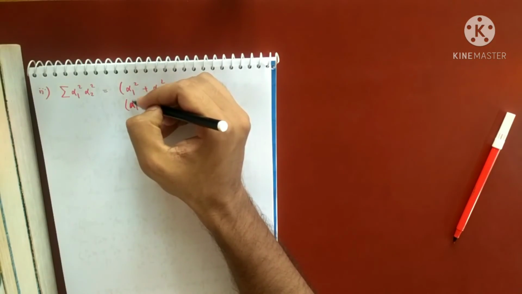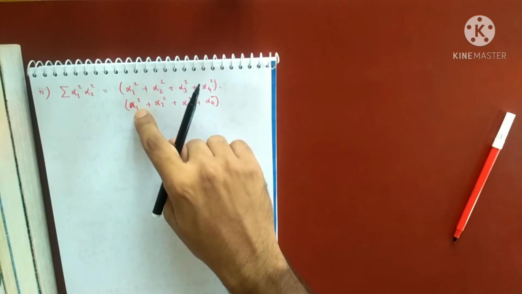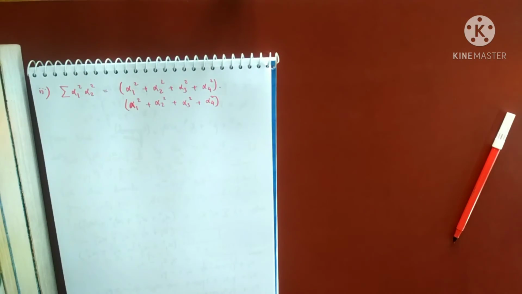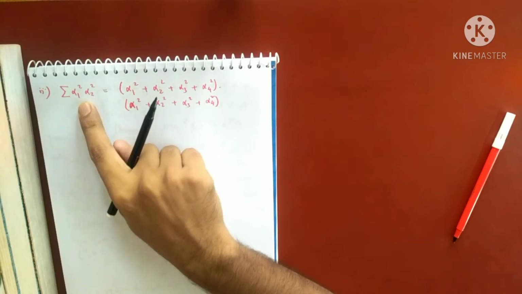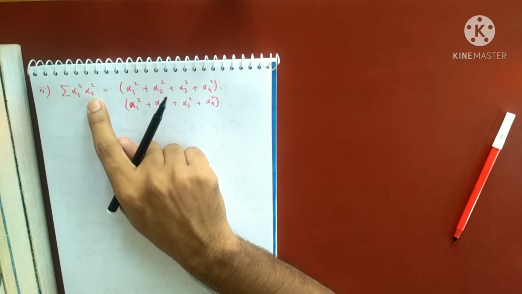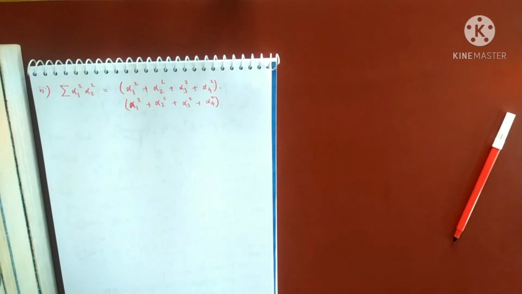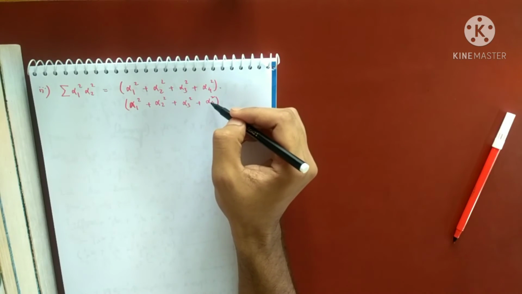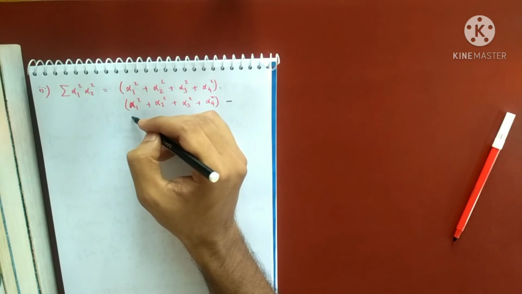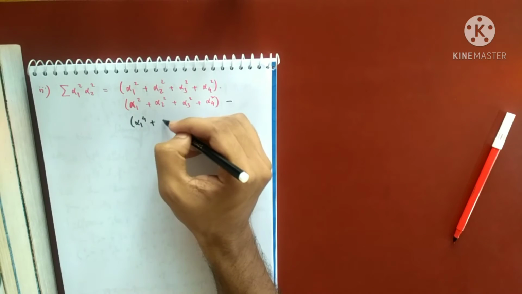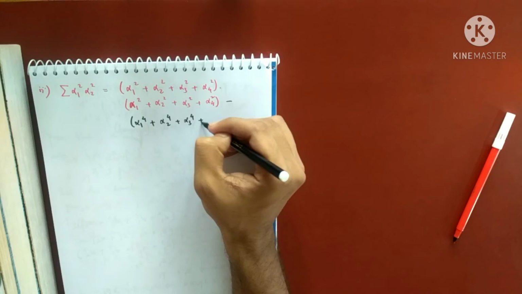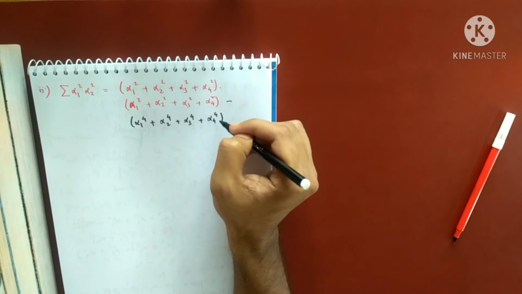So first of all, this is extra because if I multiply alpha 1 square with alpha 1 square, I'll get alpha 1 to the power 4, which is not a part of this. This only contains the square of the first root multiplied with the square of the second root, or different root, not same one. So what I have extra, this is extra, this is extra, this is extra, this is extra, right? So minus alpha 1 to the power 4 plus alpha 2 to the power 4 plus alpha 3 to the power 4 plus alpha 4 to the power 4.